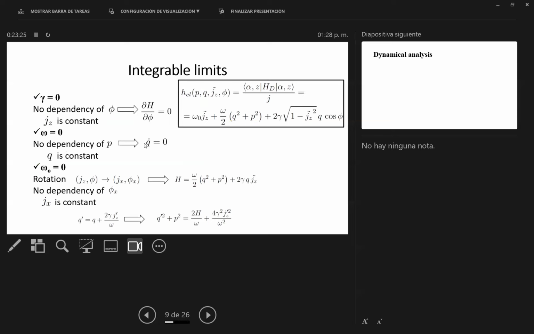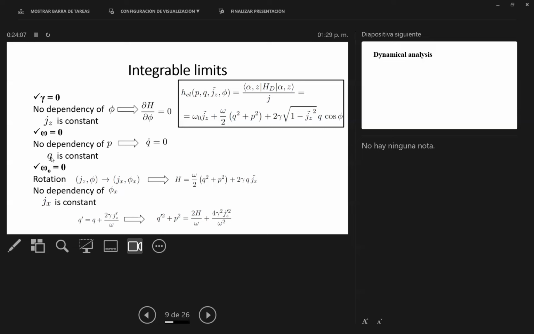So, something about the integrable limits. One integrable limit is when the coupling is 0. It means that we have a constant in the dynamics, which is easy if we think that the classical Hamiltonian looks like an oscillator with another one. If we cancel the coupling, it is two oscillators, and two oscillators are integrable. If we cancel the dependency on omega 0, P disappears, and it implies that Q prime is 0. I mean that Q is constant, another conserved quantity.